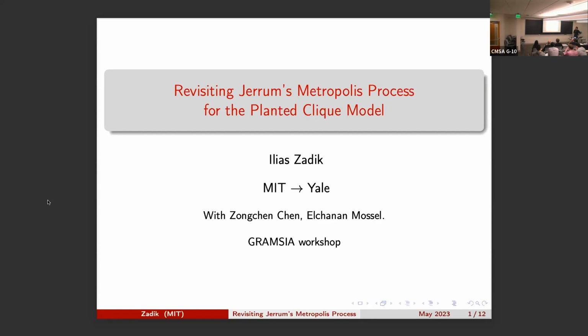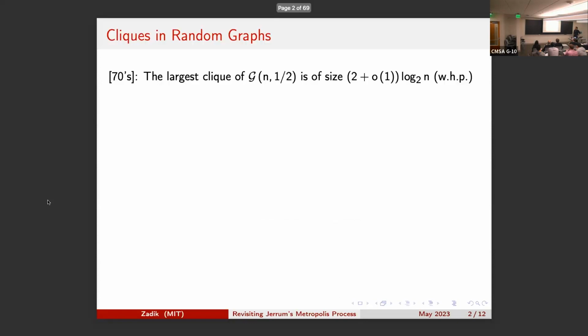And let me take it slow. I will start with the motivation for studying this task. The motivation lies in the study of cliques in random graphs, or large cliques in random graphs, which goes back to the 70s. And the fundamental result hiding behind this is a very simple second moment method application about the largest clique in a G(n, 1/2), the Erdos-Renyi distribution on n vertices with probability half.